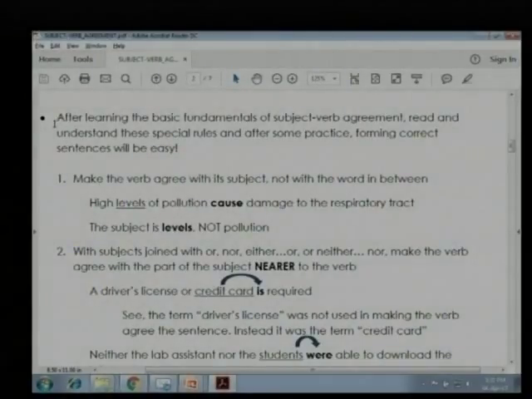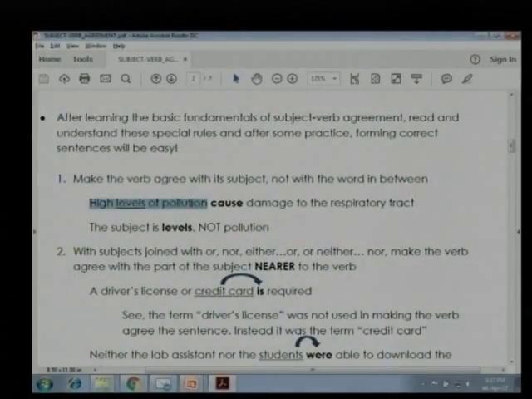After learning the basic fundamentals of subject-verb agreement, read and understand these special rules, and practice forming correct sentences will be easy. Make the verb agree with the subject, not with the word in between. This is very important. High levels of pollution cause damage to the respiratory tract. The subject is levels here. It's not the pollution, it's high level. High what? High level. So you need to understand what is the subject.